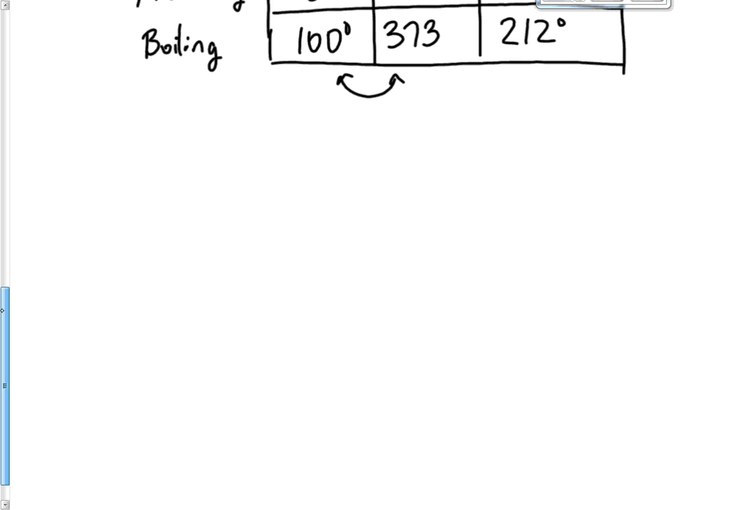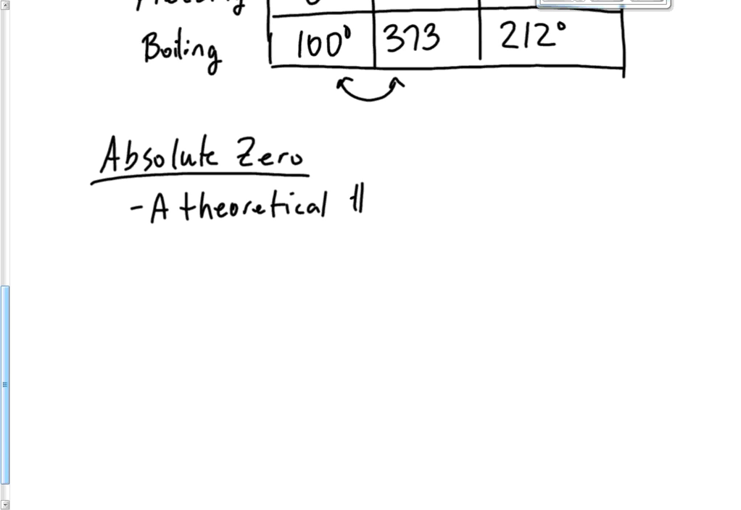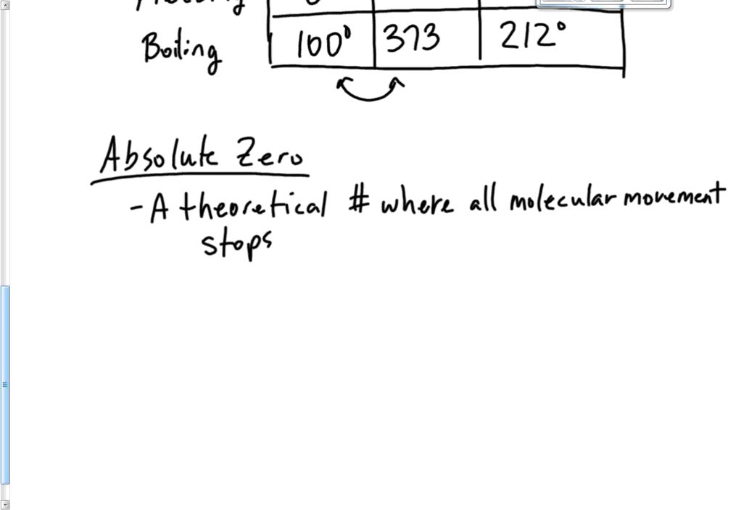Before we move on, let's talk about absolute zero. Absolute zero is a theoretical number where all molecular movement stops. We're talking about no motion, no vibration, no nothing. And that, again, in theory, is at 0 Kelvin. I say in theory because we haven't actually gotten there. We've gotten very, very close. We've gotten below 1 Kelvin, but we haven't gotten to actually 0 Kelvin. So we're not 100% sure, but we have a really good idea that that's what happens.